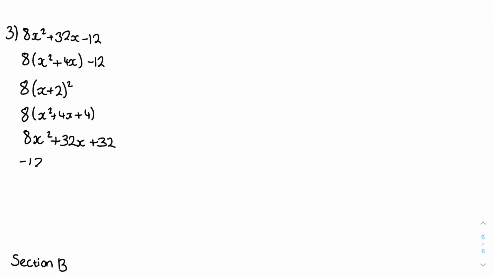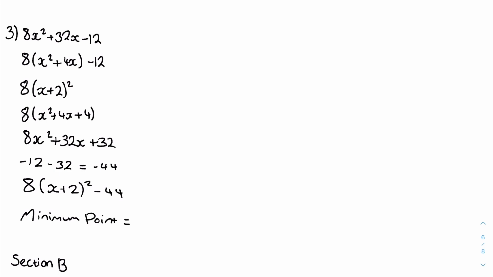So we're now going to be looking, how do we get from 32 to negative 12? So we're going to do minus 12 take away 32, which is going to leave us with minus 44. So that means that our answer is going to be 8 bracket x plus 2 squared minus 44. Same again here, our a is greater than 1, so we're going to have a minimum point. And the coordinates of this one here are going to be minus 2, minus 44.